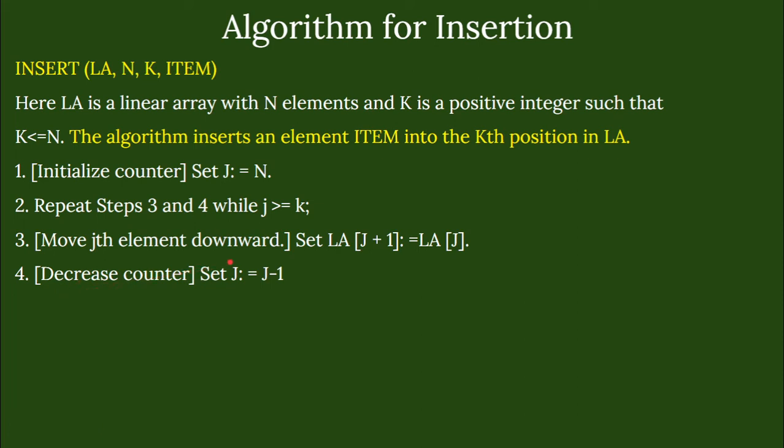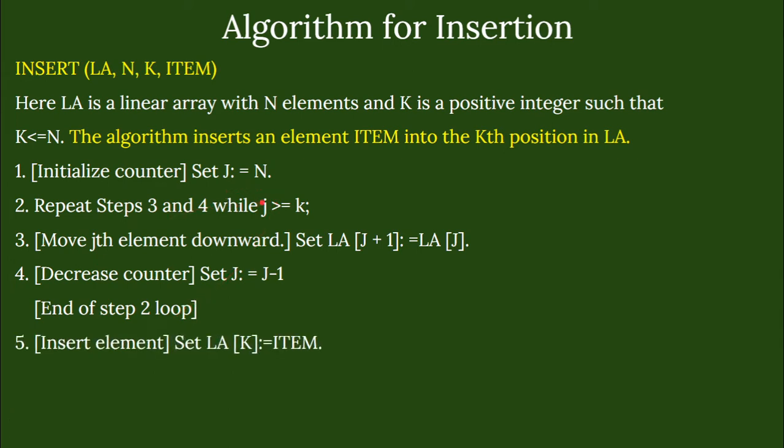Then, once you push the element, we have to decrease the counter also: j equals j minus 1. These are the two steps that have to be repeated as long as j is greater than or equal to k, where k is the position and j starts at the size of the array. So the element is pushed and the counter is decremented, and now the space is created for the new element.